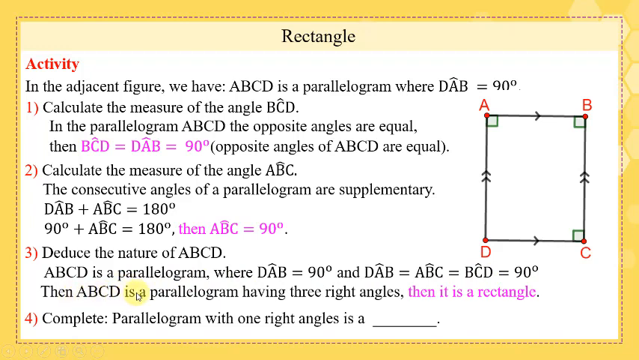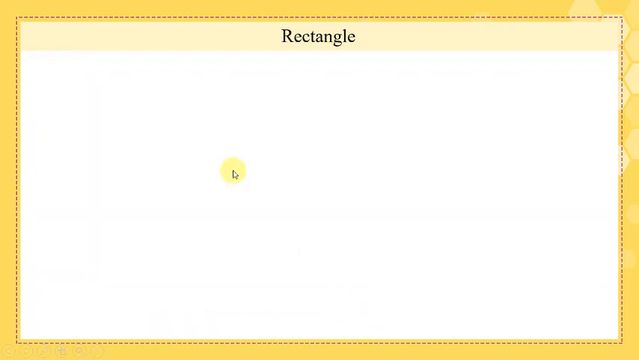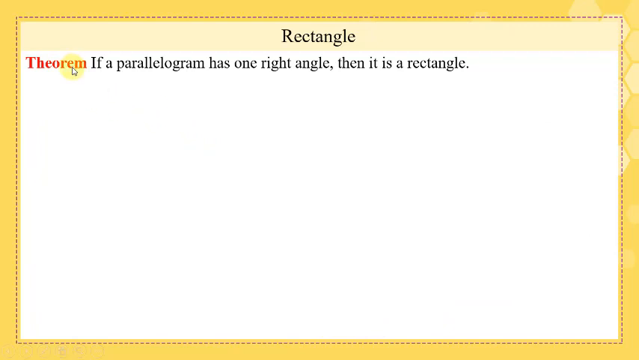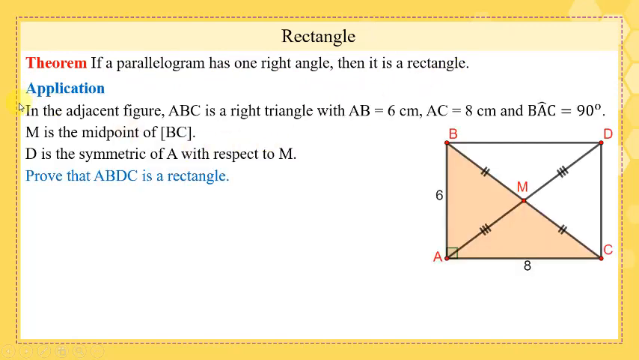Then ABCD is a parallelogram having three right angles. Then it is a rectangle. A parallelogram with one right angle is a rectangle. This is a theorem: if a parallelogram has one right angle, then it is a rectangle. Try to solve this application.